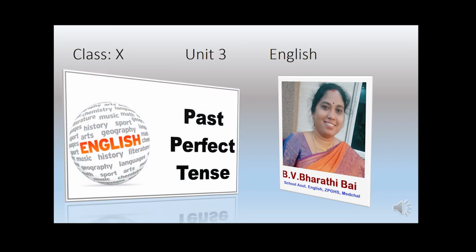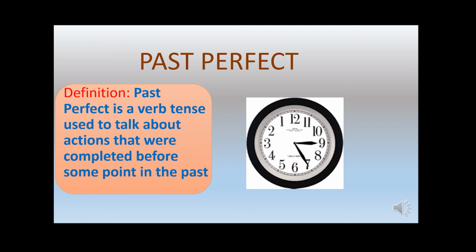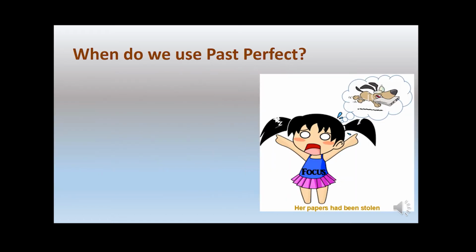Here we are going to learn about past perfect tense. Past perfect. Children, let us learn what it means by past perfect tense. The definition of the past perfect tense is: past perfect is a verb tense used to talk about actions that were completed before some point in the past.